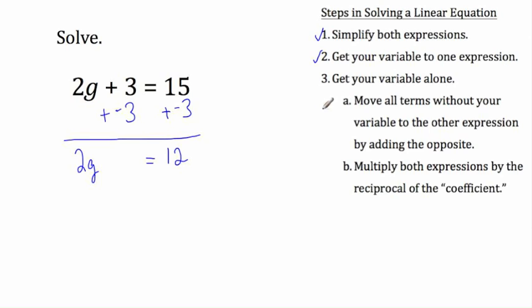So we've performed step 3a, but our variable is still not alone, so we still have to continue. 3b, multiply both expressions by the reciprocal of the coefficient. Here the coefficient is 2, and you should always box your coefficient and then multiply by its reciprocal in both expressions. The reciprocal of 2 is 1/2, so we'll multiply by 1/2 in both expressions.